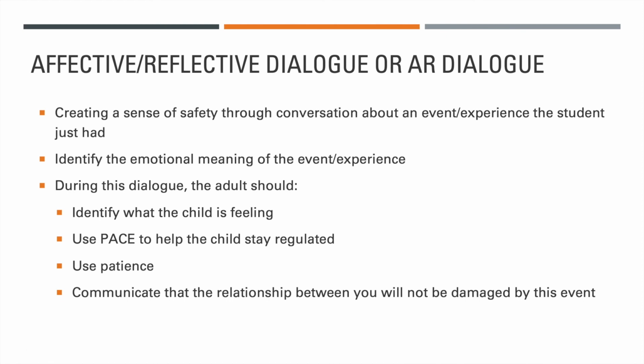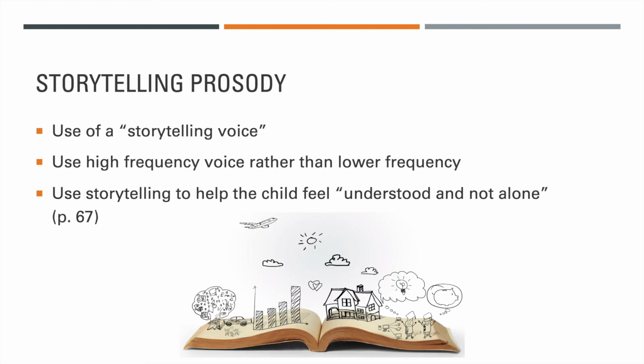So the affective reflective dialogue. This is a dialogue that's meant to create a sense of safety through conversation about an event or experience that the student has just had. You want to identify the emotional meaning of the event or experience. During this dialogue, the adult should identify what the child is feeling, use pace to help the child stay regulated, use patience, and communicate that the relationship between you will not be damaged by this event.